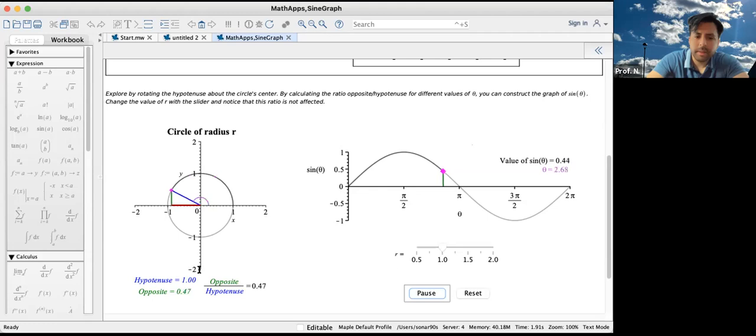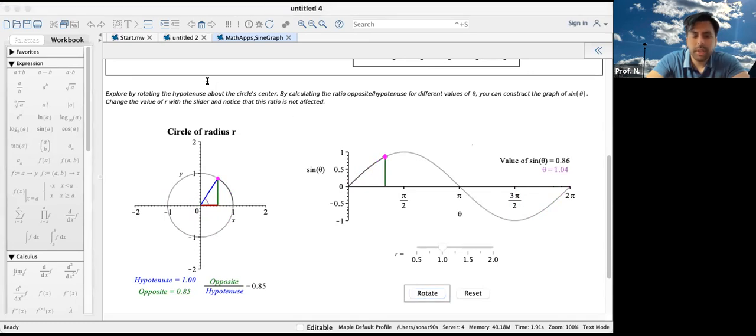Makes sense? I hope now this visualization gives you a better understanding of what I mean when I go around the circle. These are the y values being traversed. That's all it is. These are the y values of my unit circle as I move around it. Okay, so that's that one.